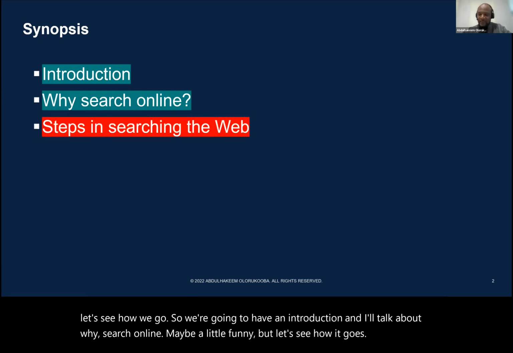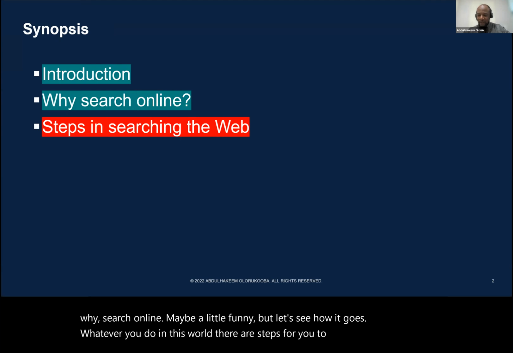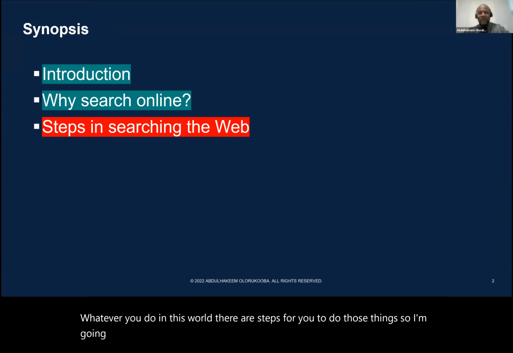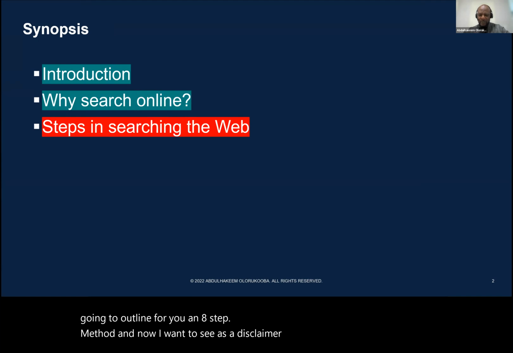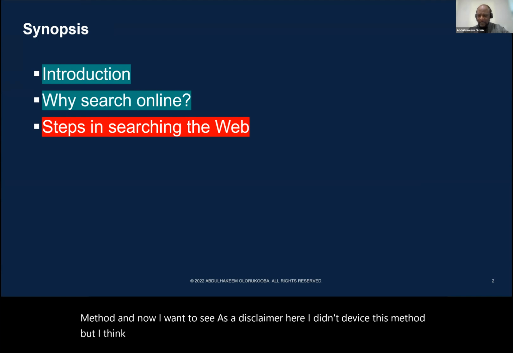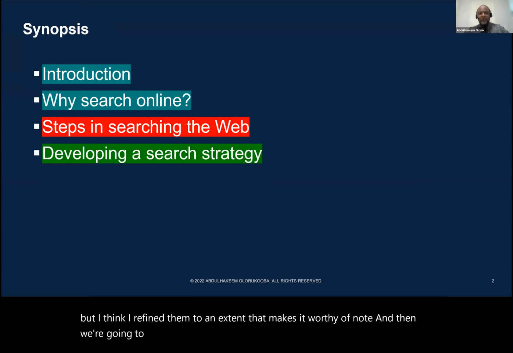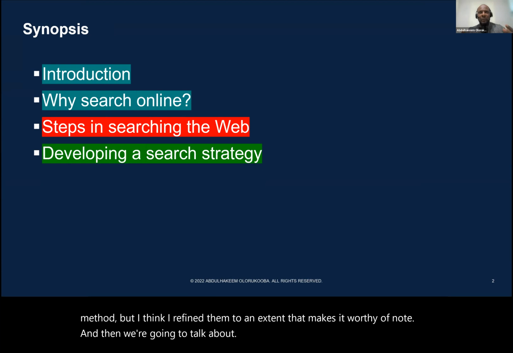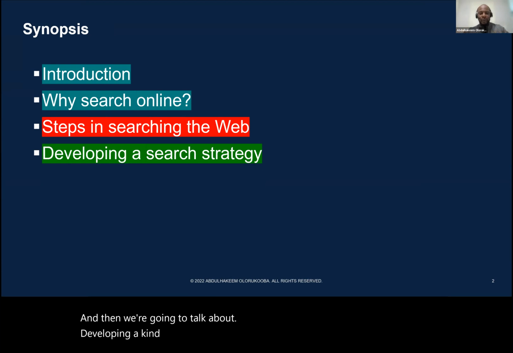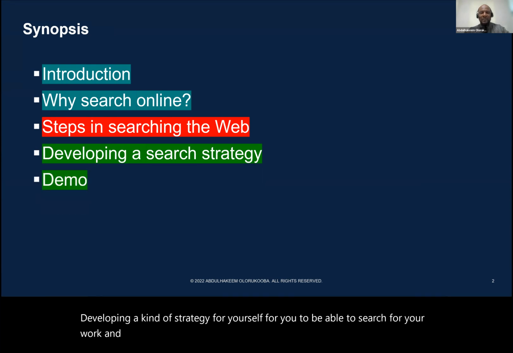Whatever you do in this world, there are steps for you to do those things. So I'm going to outline for you an 8-step method. As a disclaimer, I didn't devise these methods, but I think I refined them to an extent that makes them worthy of note. And then we're going to talk about developing a strategy for yourself, to be able to search for your work. And then we're going to try to do a demo if time permits. I have another meeting at the top of the hour, but I hope if time permits, I'm going to do a demo.